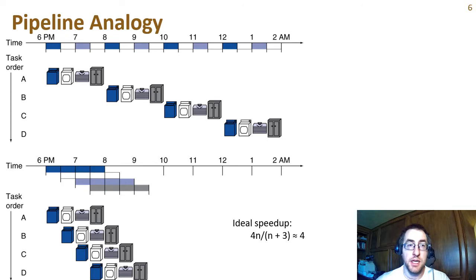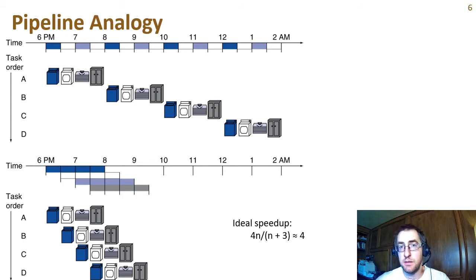The plus 3 with pipelining, by the way, is to fill up the pipeline, as you can see in the hours between 6 and 6:30. Once you fill up the pipeline, if you keep it full, then you can complete a new unit of work in this example every half an hour, in general every latency of the pipeline stages.